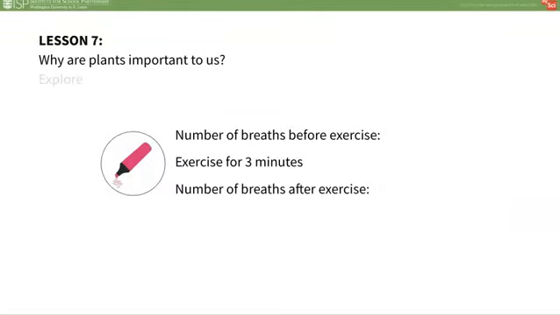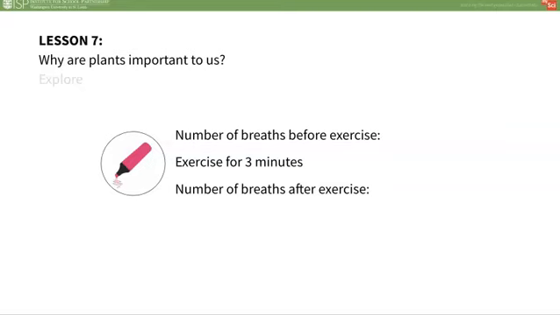In the Explore portion of this lesson, students will observe the effect of exercise on a person and see if it has anything to do with the pizza phenomenon question. For this exercise demonstration, you may want to demonstrate this yourself, or you may want to find a student who is willing to exercise for a few minutes.